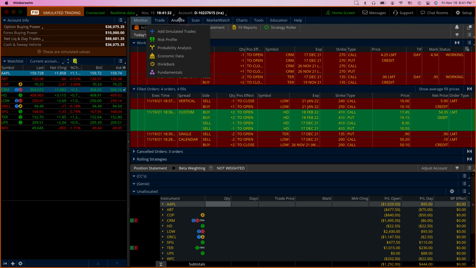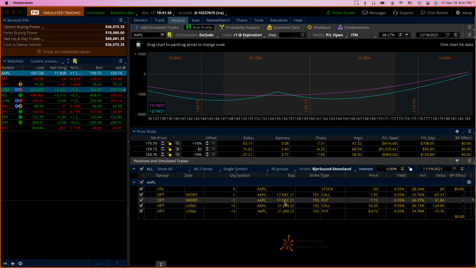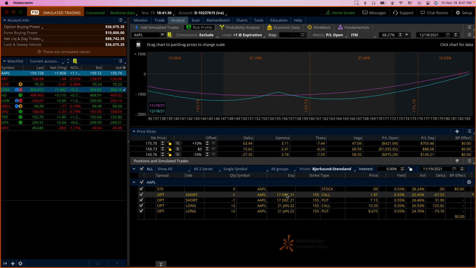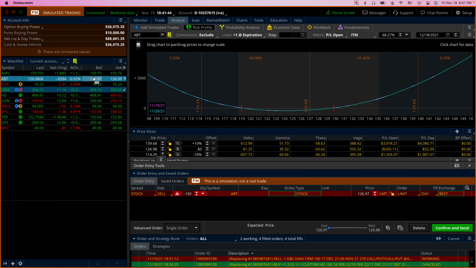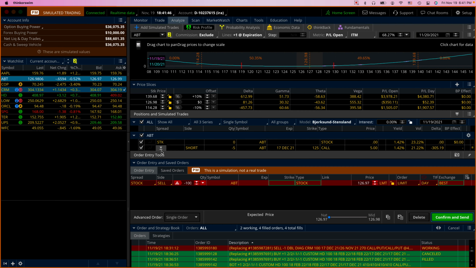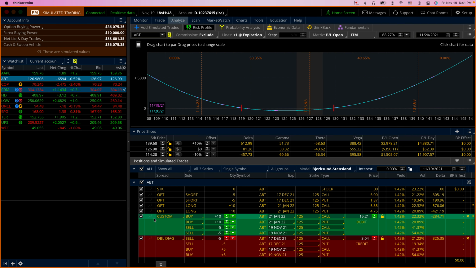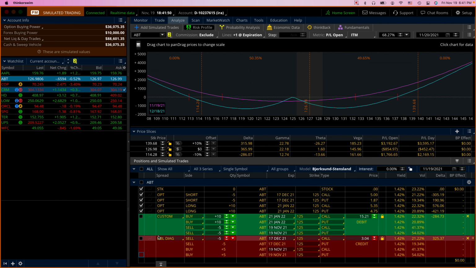Let's start with Apple and go to the Analyze tab. And you can see that we have November for the expiration of the shorts. So there's no, December the 17th, there's plenty of time for that. So I'm not going to touch that. ABTH is the same thing here. You can see that the expiration here is December.